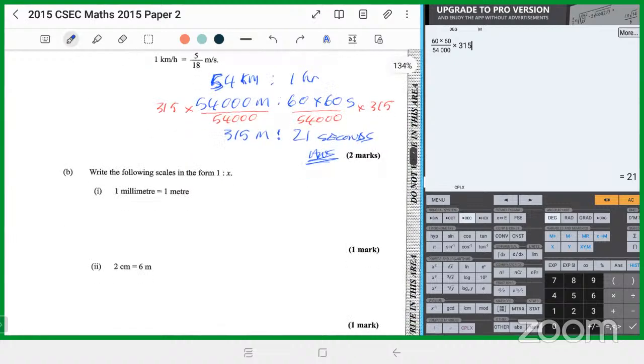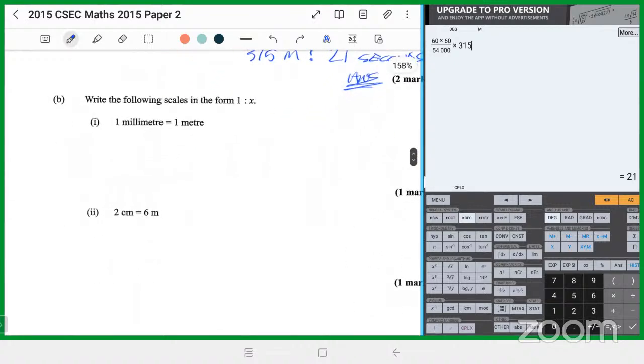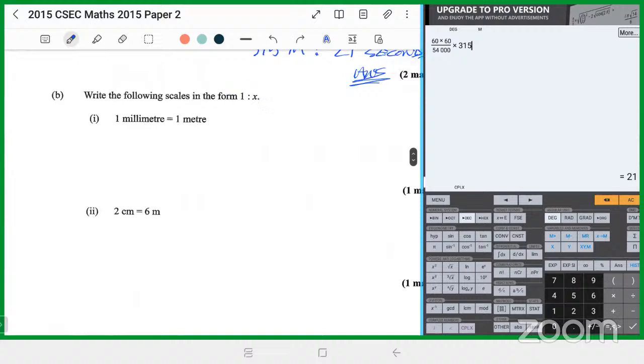This question says, write the following scale in the form 1 to x. In other words, they don't want any unit. So this is 1 millimeter to 1 meter. But it is 1,000 millimeters that make a meter. So this really becomes 1 millimeter to 1,000 millimeters. They shouldn't have put equal in. They should put the 2 as a ratio like this. And so the answer is 1 to 1,000. That's it. So x is equal to 1,000.